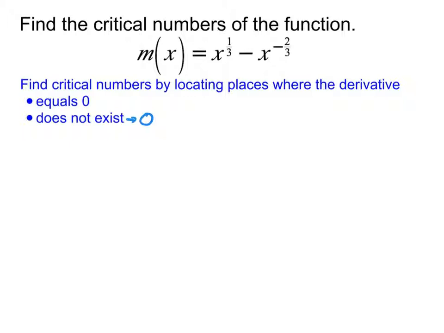Now notice I said one of our critical numbers. We still have to go through and check, are there places where the derivative equals 0? For that, you actually have to start by finding the derivative. So it's easier if we just leave it in this form. We don't even need to turn it into roots for this part. So go ahead and find the derivative from that, please.